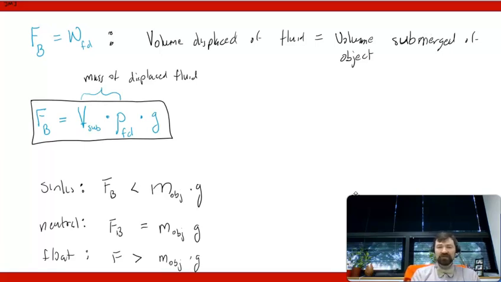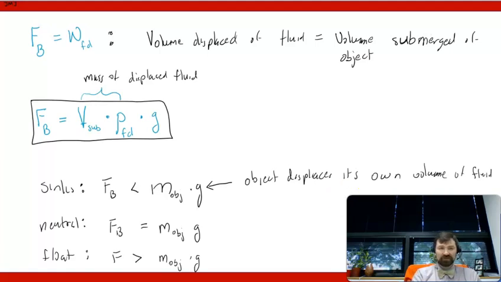Now, in looking at these different scenarios, we might ask, what about this volume displaced thing? And the answer is, in this case, sinking, the object displaces its own volume. So object displaces its own volume of fluid. The whole object is submerged, so the volume of the object is equal to the volume of the fluid displaced. So parenthetically we can say volume object equals volume fluid displaced.